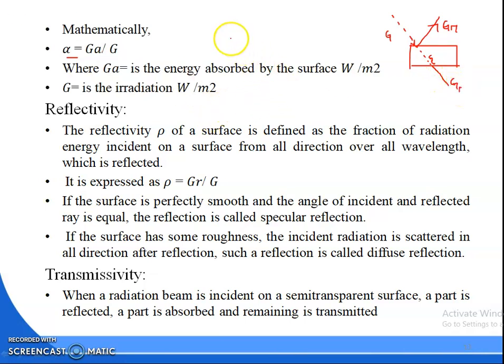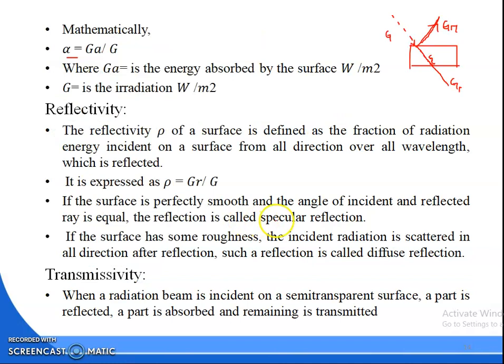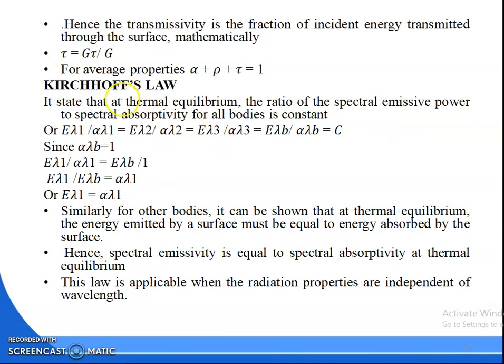The energy that is absorbed, G_a by G, is your absorptivity, alpha. The energy that is reflected, G_r by G, is known as reflectivity, rho. And the energy transmitted, G_tau by G, is known as transmissivity, tau. So, absorptivity plus reflectivity plus transmissivity is equal to 1: alpha plus rho plus tau equals 1. Then we will discuss what Kirchhoff's law is.